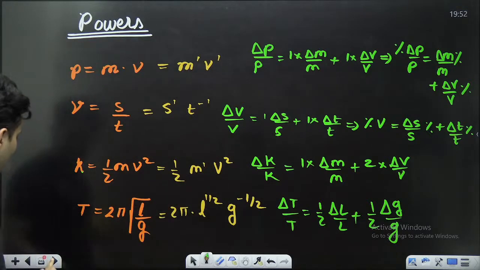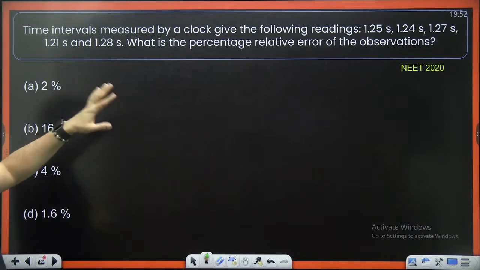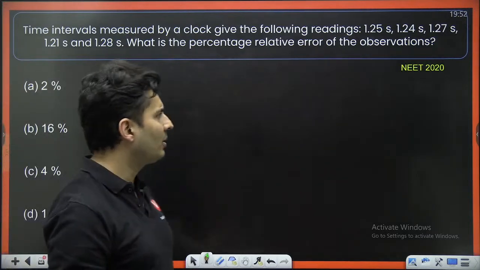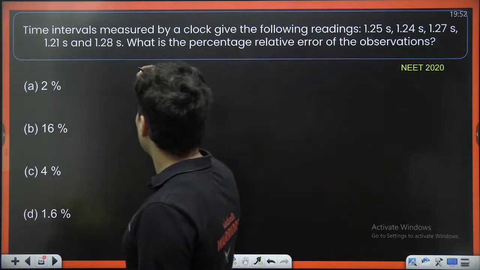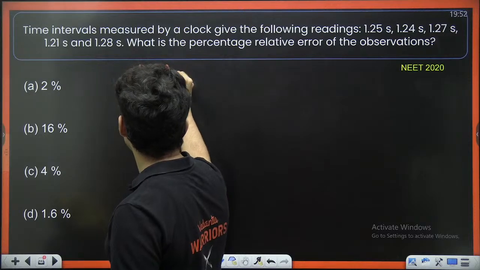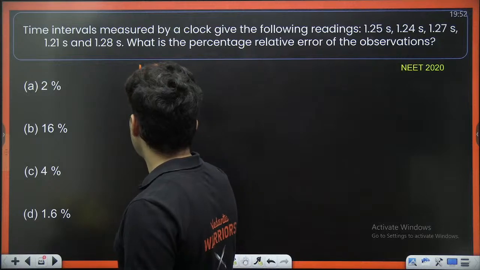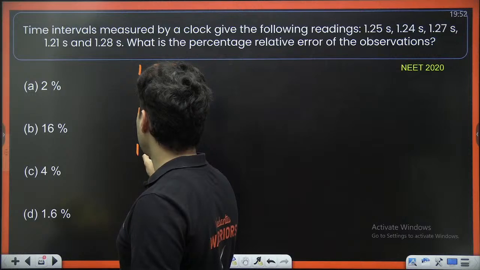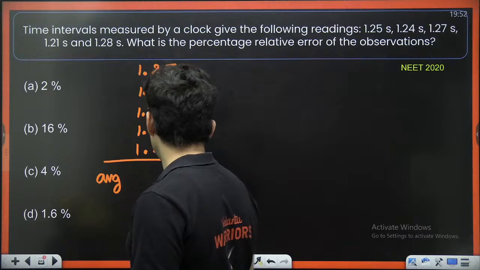Let's do some questions. Let's apply this to questions. The time interval measured by the clock, with the following readings, is this. What is the percentage relative error of the observations? This was asked in NEET 2020. Come on, do the math. What are the values? 1.25, 1.24, 1.27, 1.21, 1.28. First, find the average value.